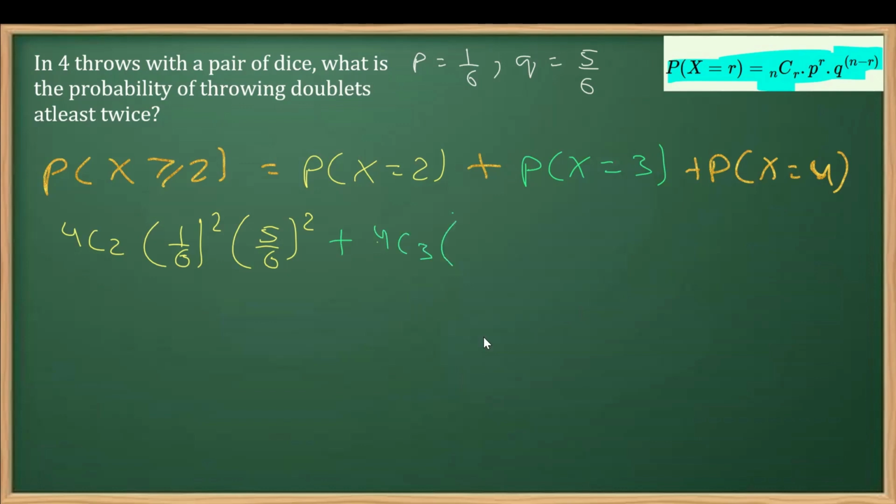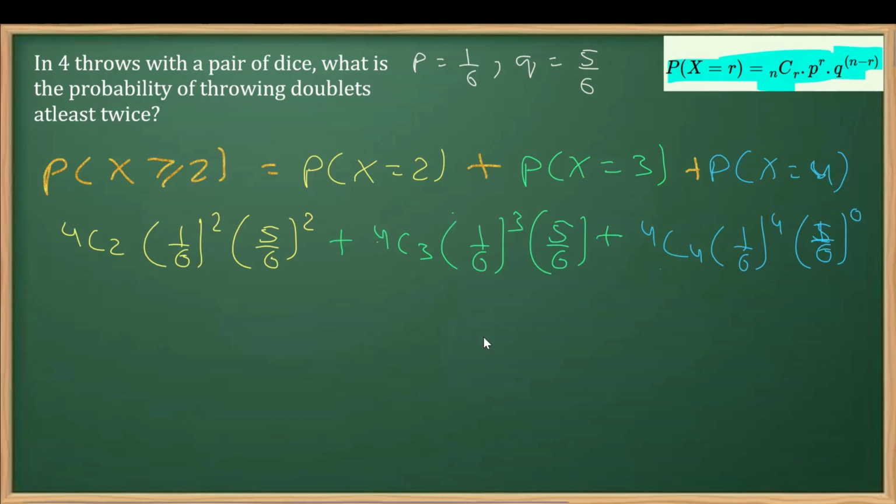Now for getting P(X equals 3), this is 4C3, P raised to the power r, and r is 3 here, Q raised to the power n minus r. So n minus r, 4 minus 3 is 1. And lastly, we have to get P(X equals 4). Here n is 4 and r is 4. So 4C4, P raised to the power r, and r is 4, and Q, 5 over 6, raised to the power n minus r, that is 4 minus 4, that is 0 here.